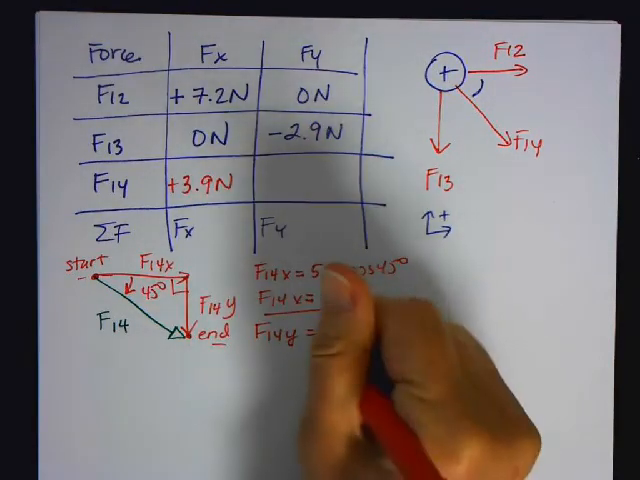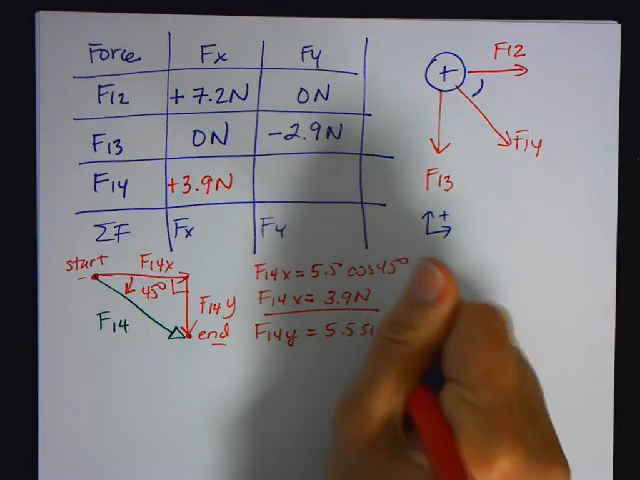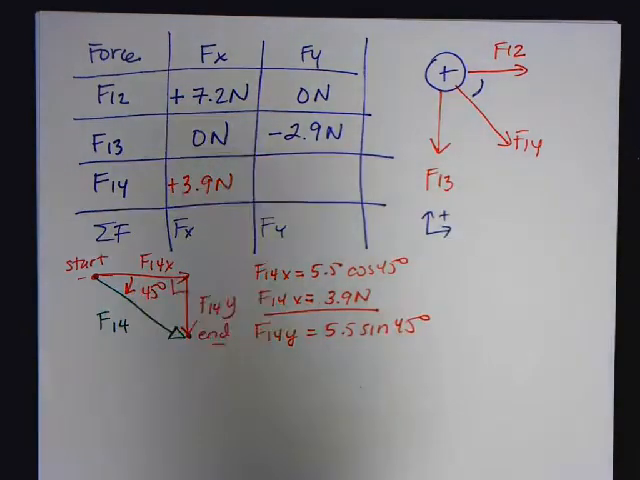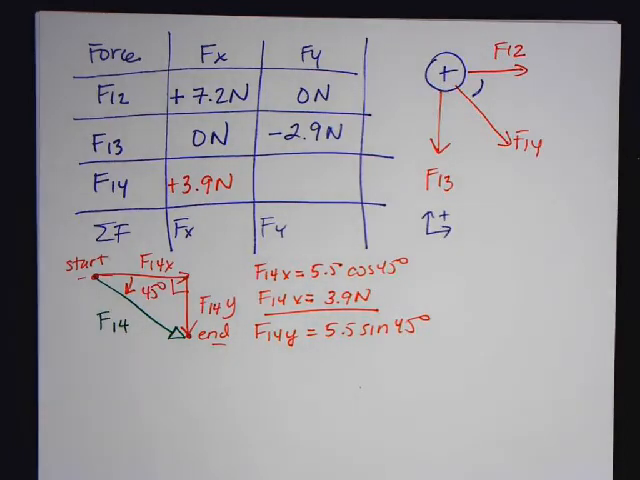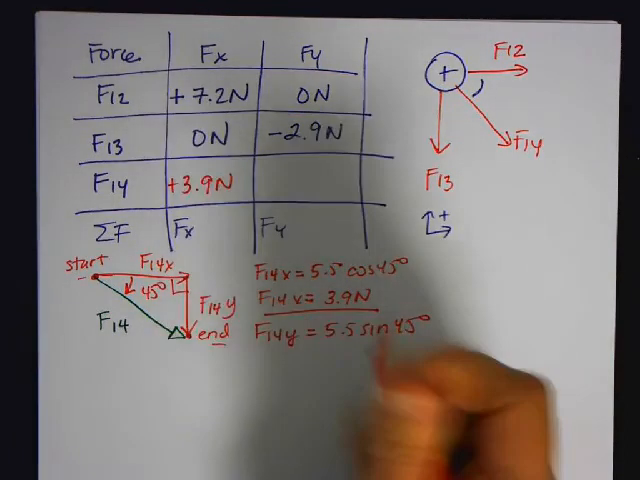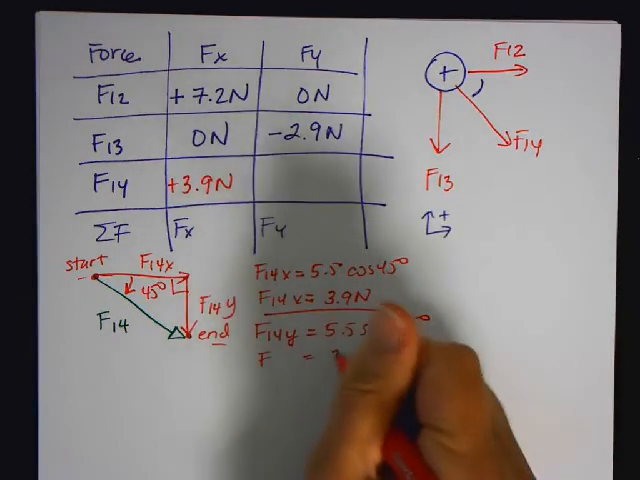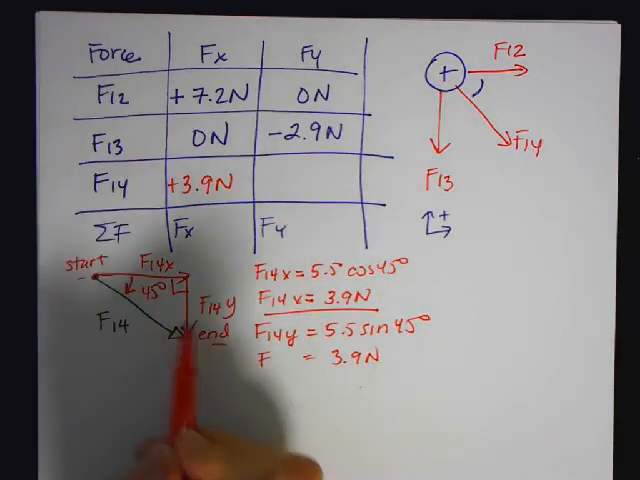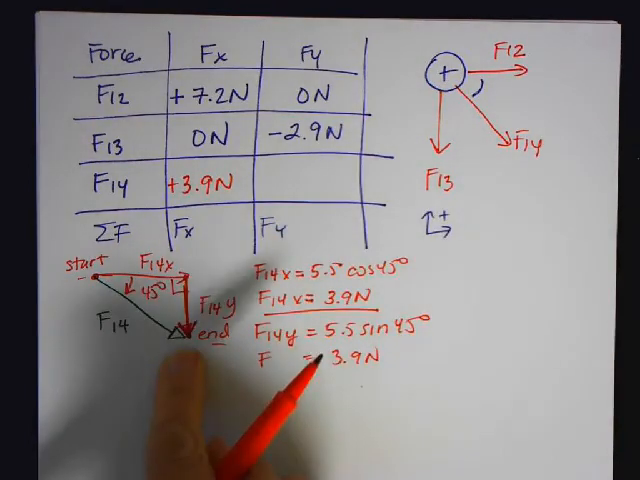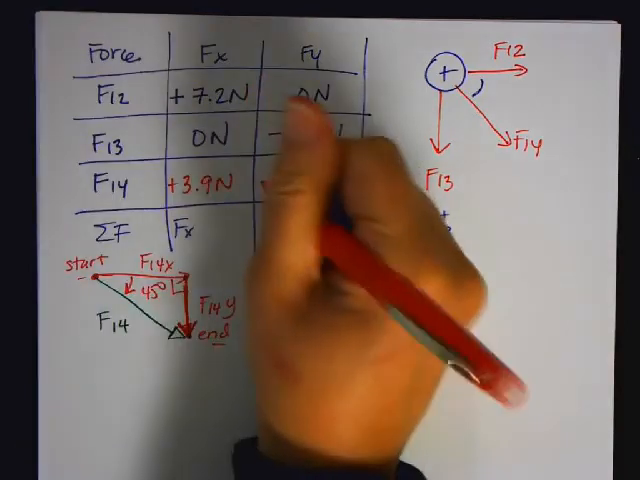F14y is going to be 5.5 sine of 45. This is all stuff we've done before. We're just putting it all together in this big problem for superposition. So when I do this, I'm going to get the same answer, 3.9 newtons. But when you look at your picture, this is going down. And according to my sign convention, down is going to be negative.